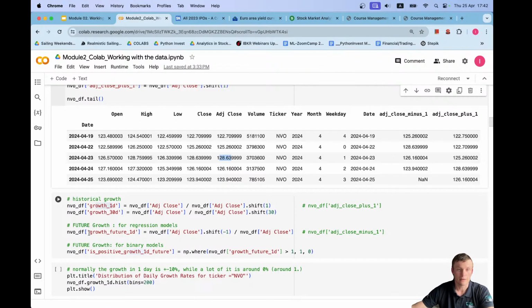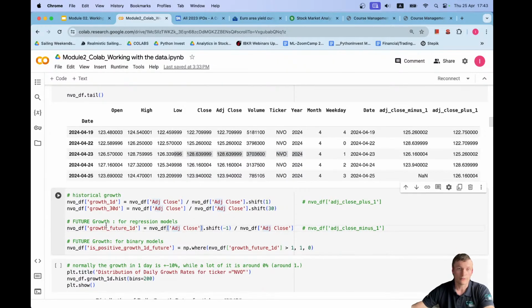The next idea is that you can generate future growth in 1 day, and that's what we want to predict. So let's assume we want to invest on April 23rd, and we have all data before this date, but we want to predict what will happen in the future, and on the historical data we can actually do this. So we can divide the value 126 by 128, and the future growth is actually negative, and that's how we generate future growth.